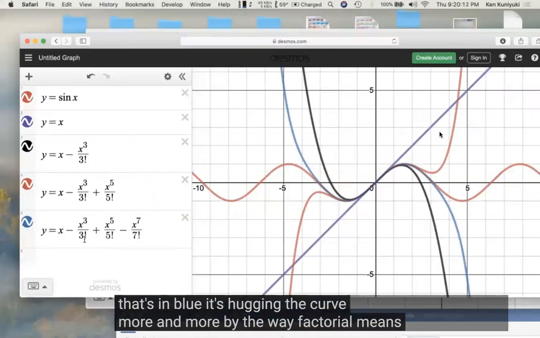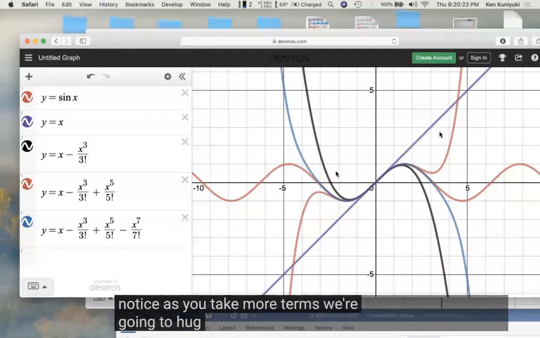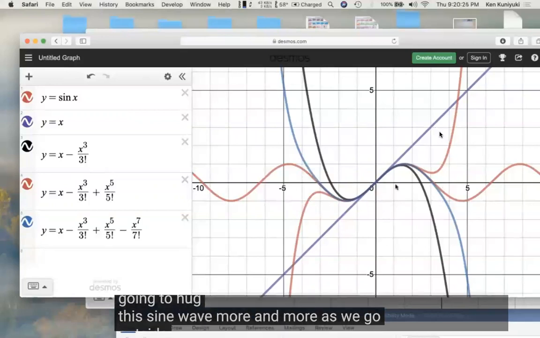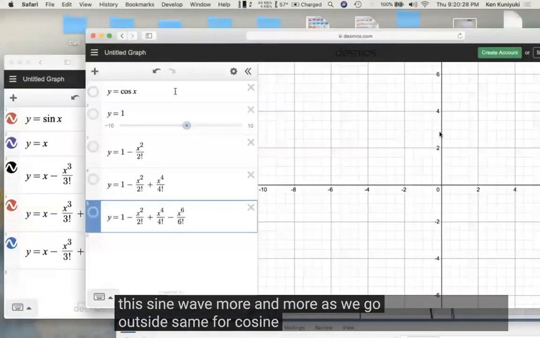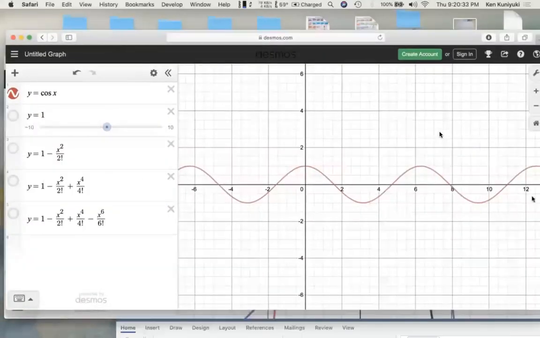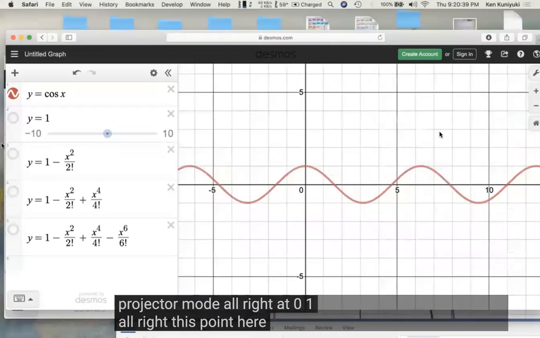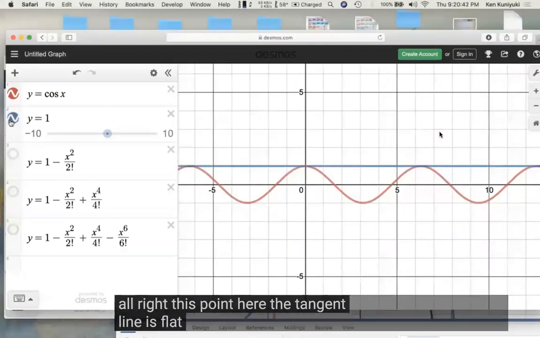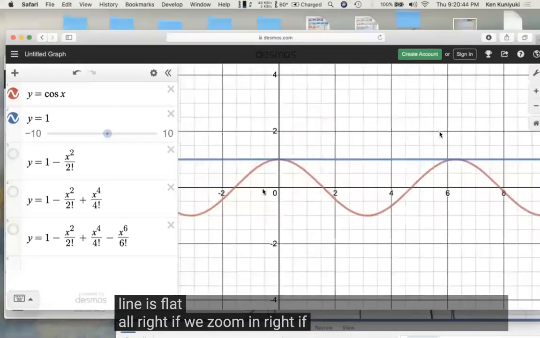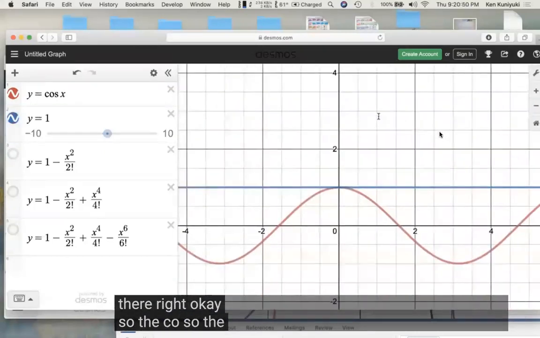By the way, 3 factorial is 3 times 2 times 1, and 5 factorial is 5 times 4 times 3 times 2 times 1, we'll review that. But notice, as you take more terms, we hug this sine wave more and more as we go outside. Same for cosine. At 0, 1, the tangent line is flat. If we zoom in, the cosine curve looks really flat up there. So the tangent line is flat up there.